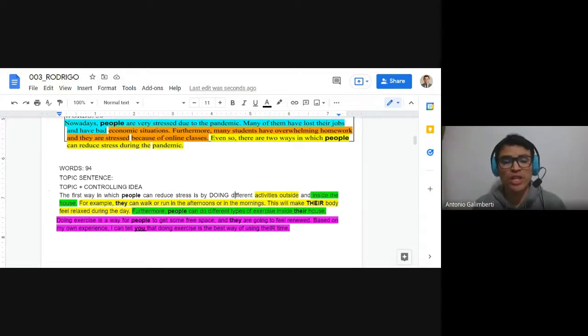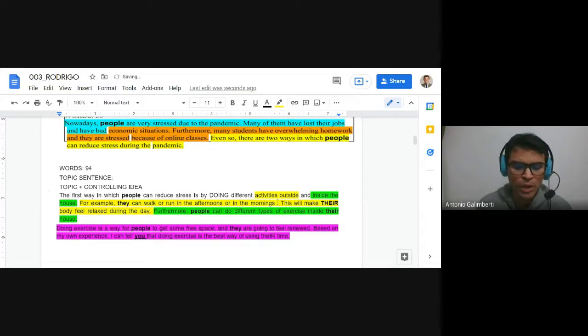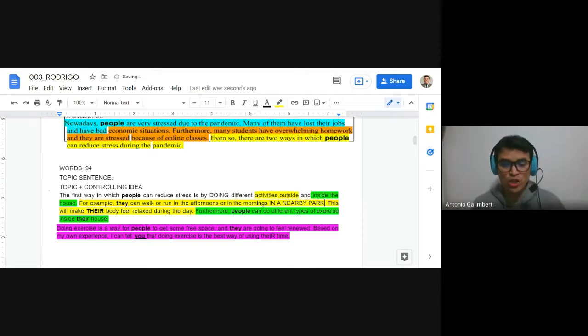It says, for example, they can walk or run in the afternoon or in the mornings. You should have something like in a nearby park right here, so that it is clear that you are talking about outside, outdoor activities. And then you say this will make their body feel relaxed during the day. Furthermore, people can do different types of exercise inside their house.